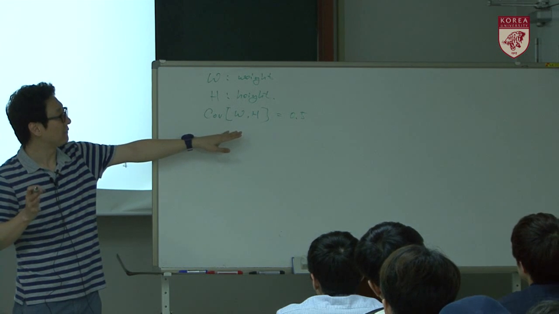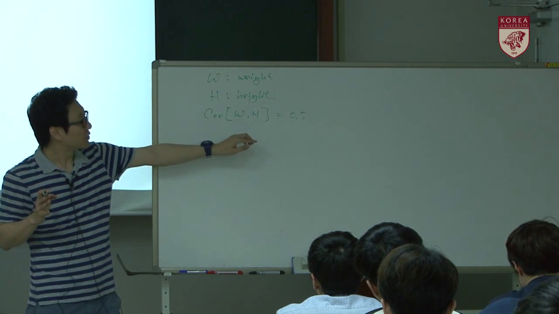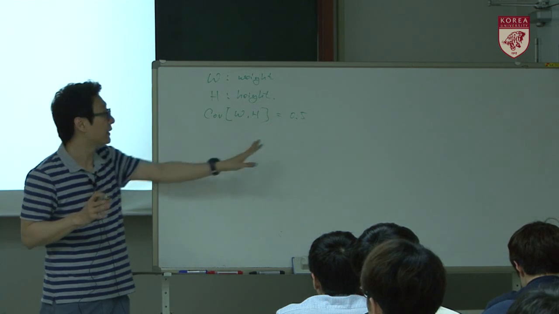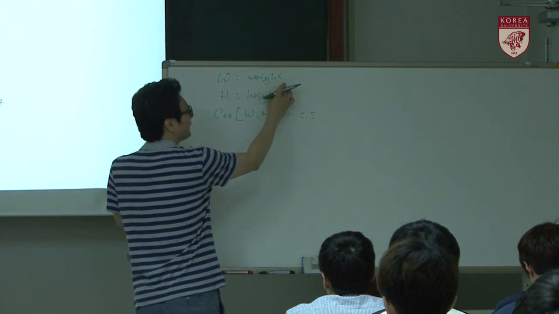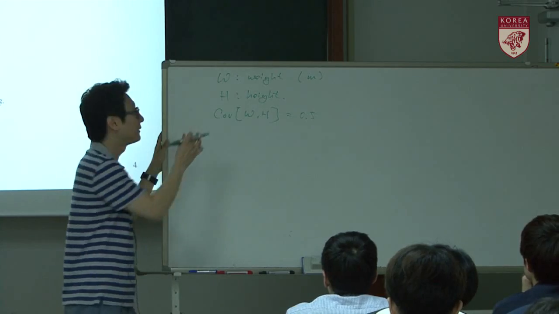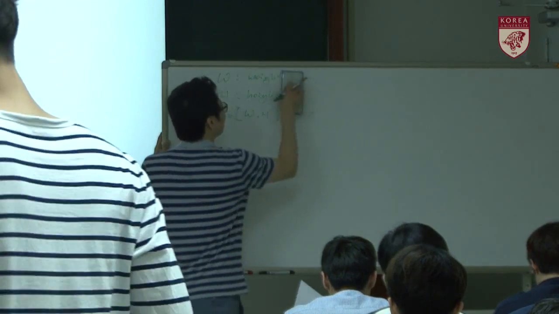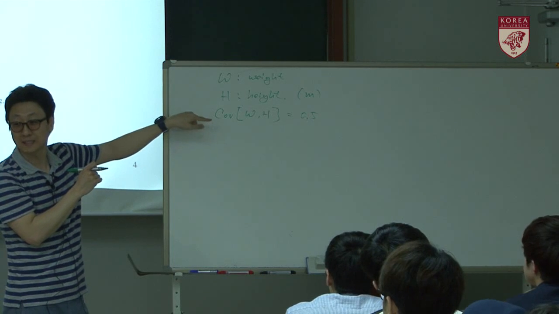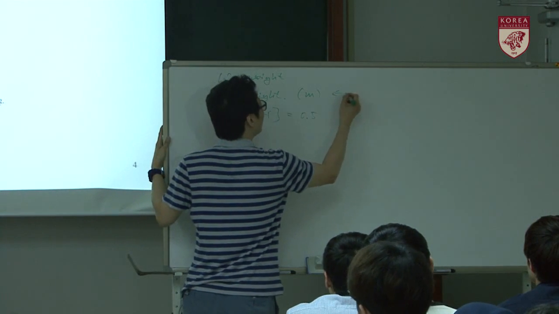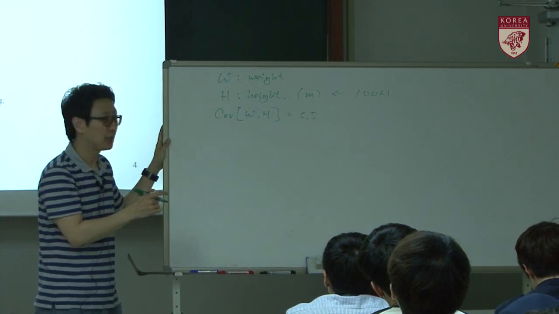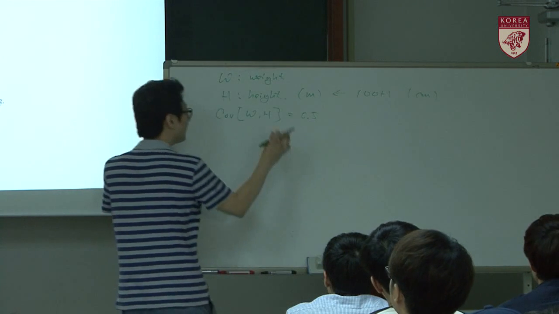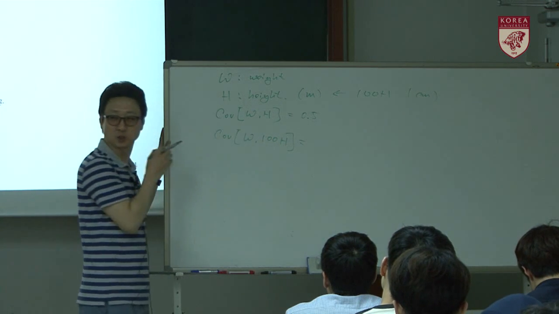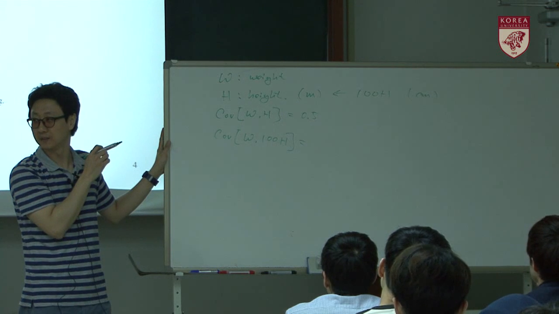What you want to know is, what's the meaning of this 0.5? It's really hard to interpret this 0.5. The reason is, let's think about the height being measured in meters. But if we change the unit to centimeters, then height becomes 100h. In this case, the covariance between W and 100h becomes how much? 50.